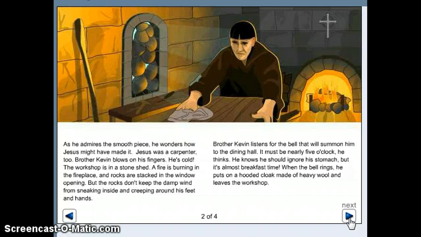Brother Kevin blows on his fingers. He's cold. The workshop is a stone shed. A fire is burning in the fireplace, and rocks are stacked in the window opening. But the rocks don't keep the damp wind from sneaking inside and creeping around his feet and hands. Brother Kevin listens for the bell that will summon him to the dining hall. It must be nearly 5 o'clock, he thinks. He knows he should ignore his stomach, but it's almost breakfast time. When the bell rings, he puts on a hooded cloak made of heavy wool and leaves the workshop.